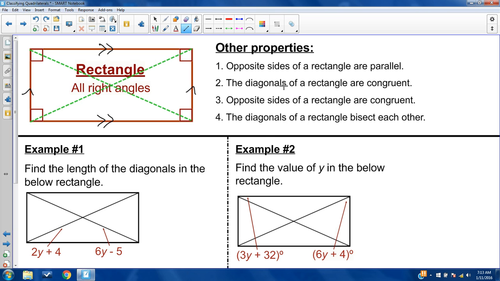Okay, opposite sides of a rectangle are congruent. That kind of makes sense. Kind of look at that. And the diagonals of a rectangle bisect each other.